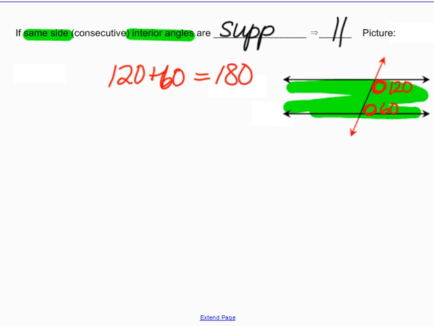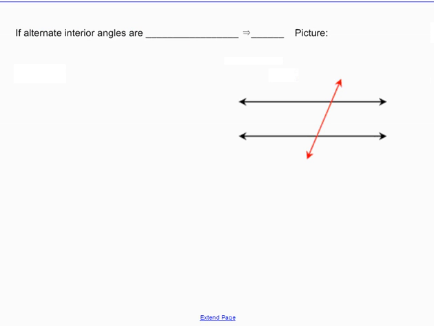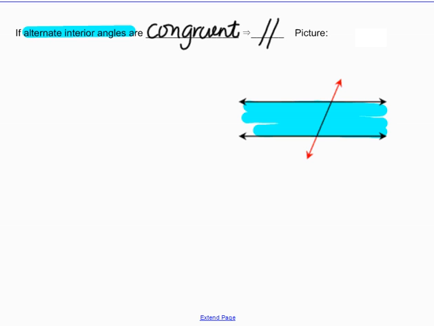All right. So next, alternate interior angles. Alternate interior angles. Okay, that means that they need to be inside. Alternate interior angles would have to be congruent to be parallel. So alternate interior angles, that means this angle and this angle are congruent.